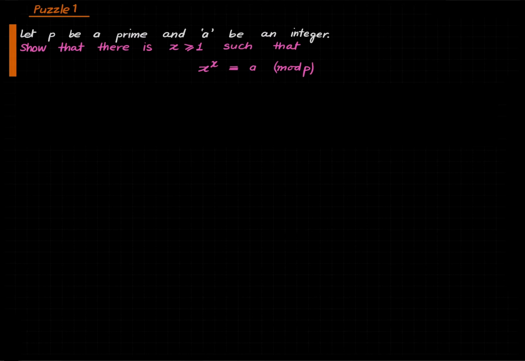So here is a very interesting puzzle. It says that suppose we fix a prime p and some arbitrary integer a, we want to show that there is some positive integer x which satisfies this strange congruence. This kind of thing we generally do not see, not here and not in mathematics in general.